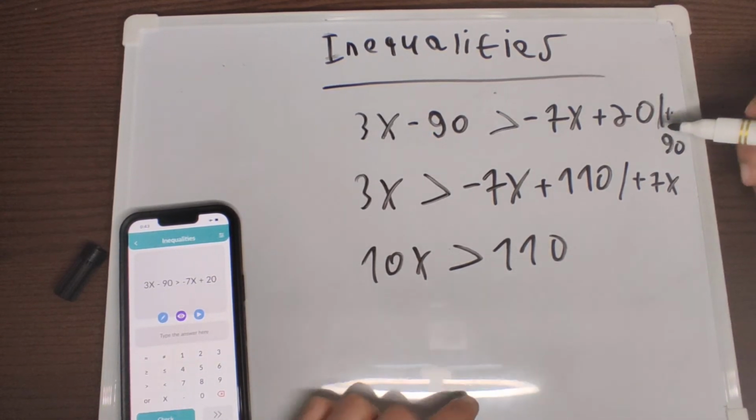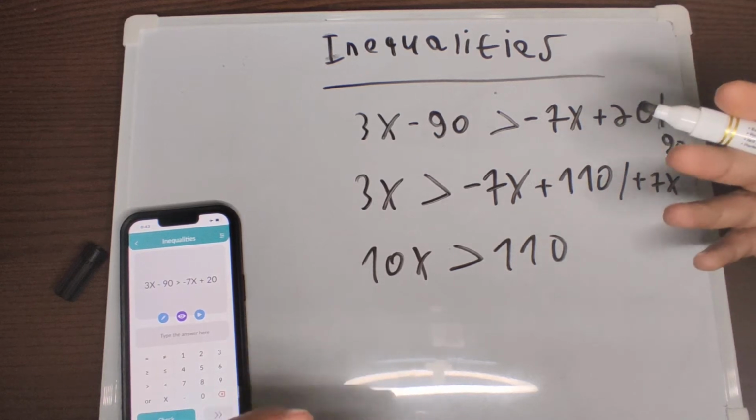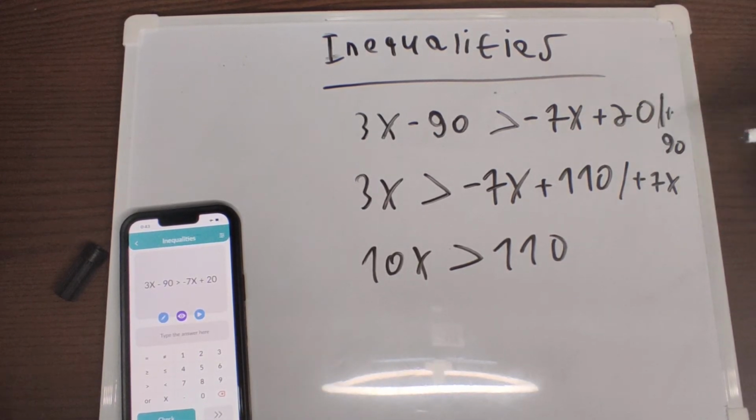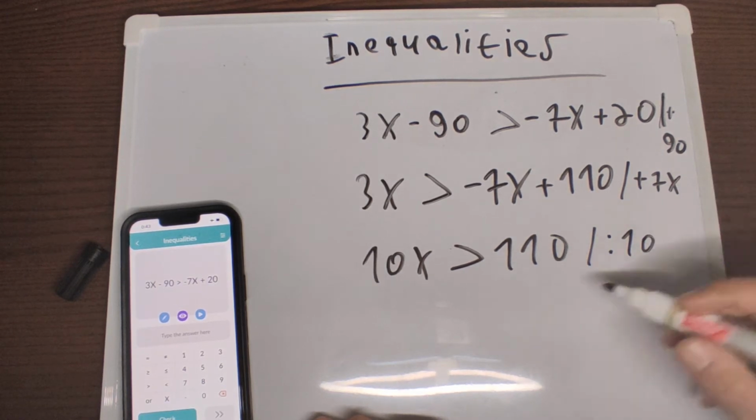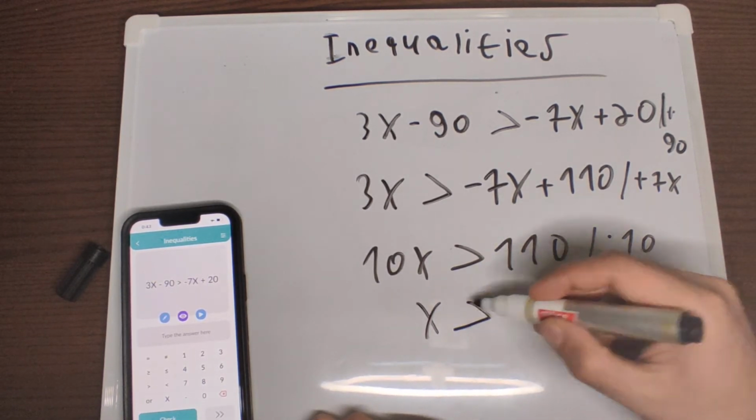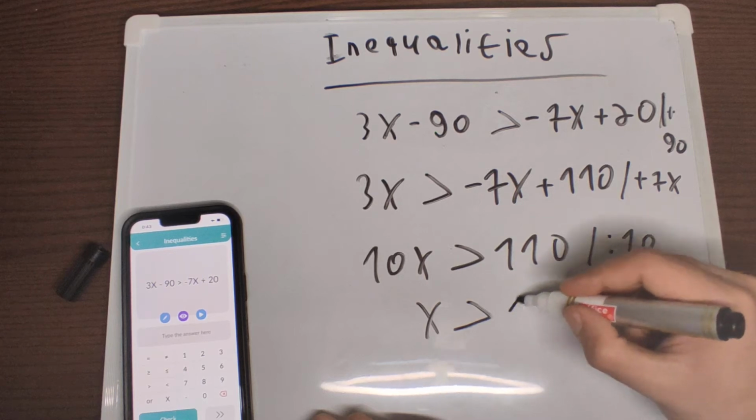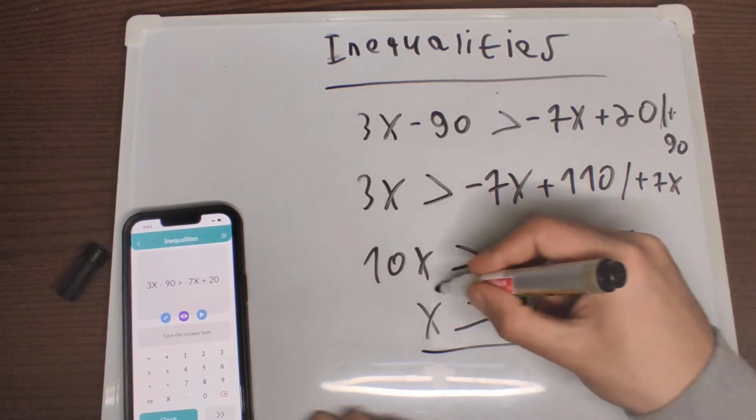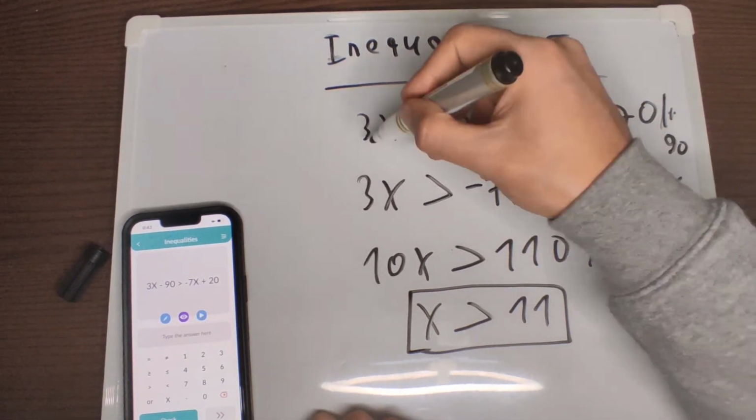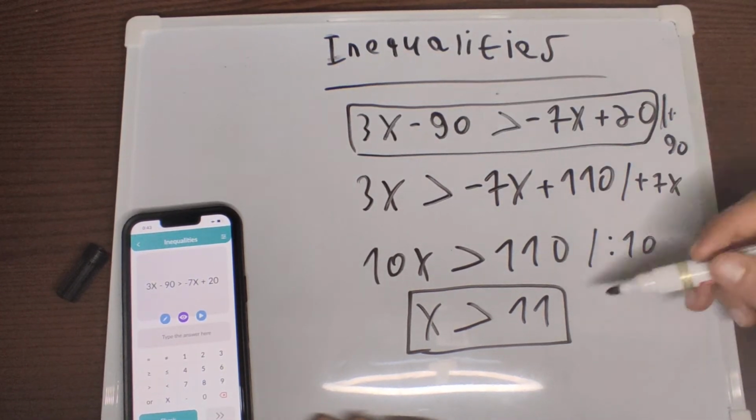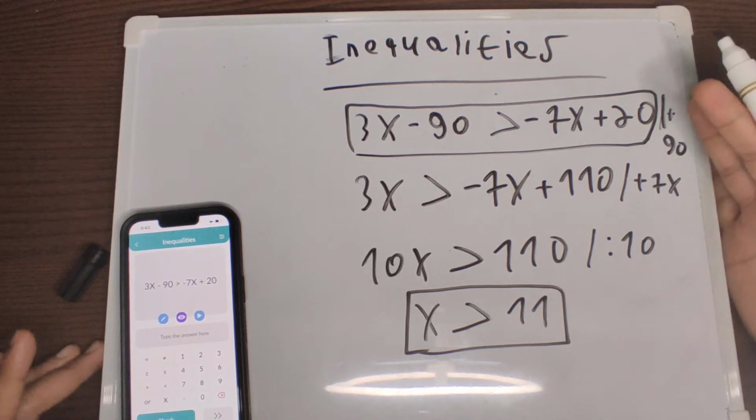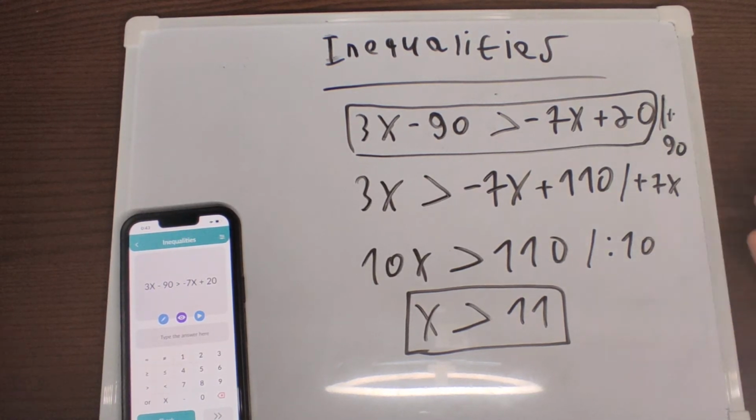What should we do now? Now we can keep going like it was a normal equation. We will divide it by 10 and then x bigger than 11. This is the result of the inequality. So wait, what? It was actually like an equation. All the steps were as if it was an equation.